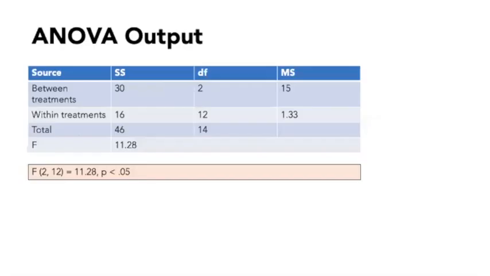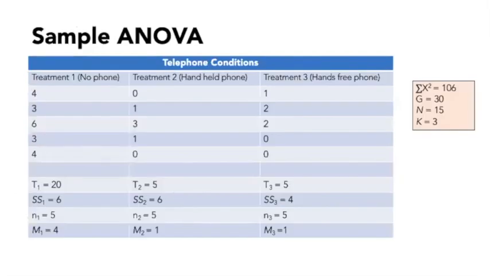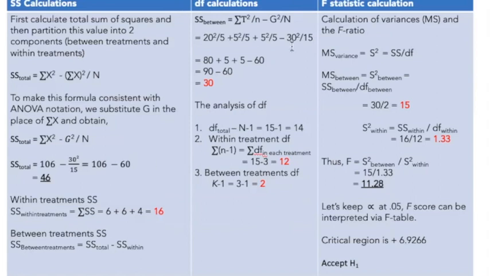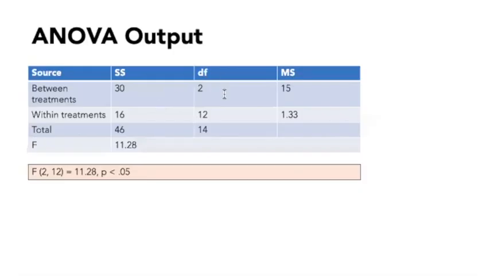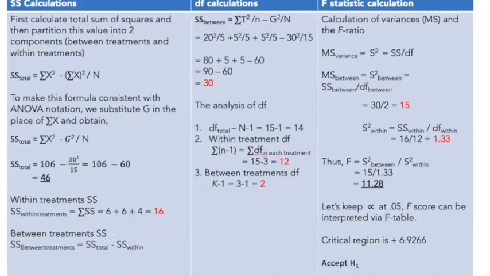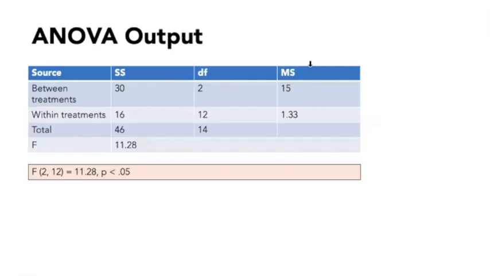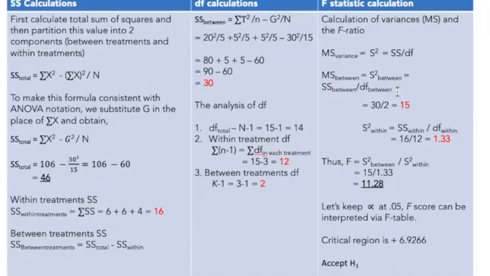Now this is your final output table. Between treatments, your sum of squares is 30. We already have that from this table. Not that table, from this table. Here. And then degrees of freedom for between is 2. How do I know? It's right here. And then the variance for between is 15. It's here.